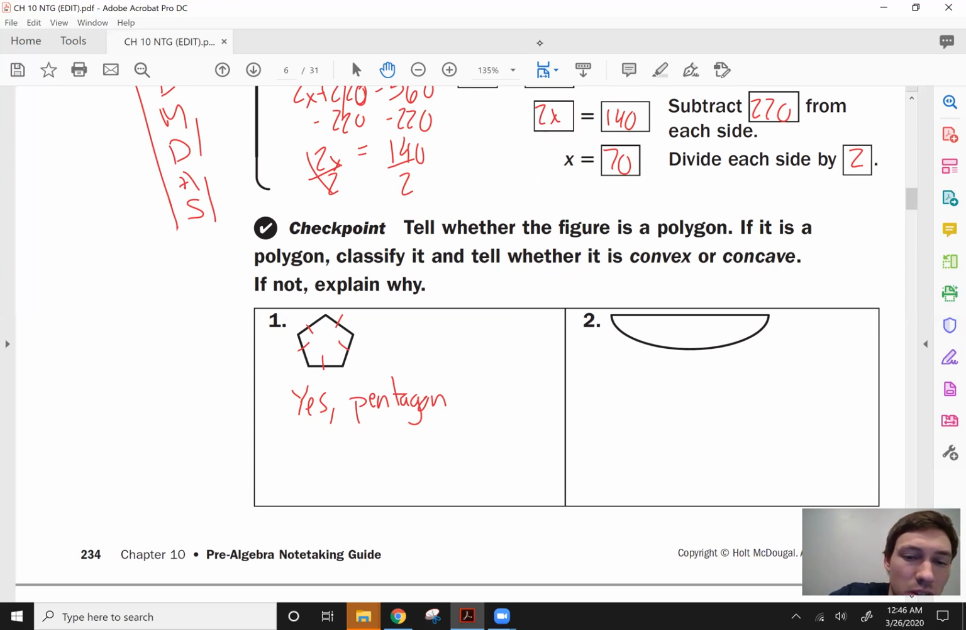And because to connect the vertices, I have to stay inside of the polygon, no matter what, that makes a star, see that? This is going to be considered convex. Now this one, because of this curve, this is not a polygon at all.